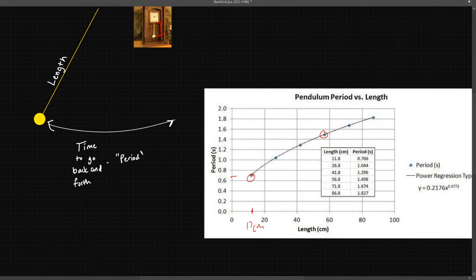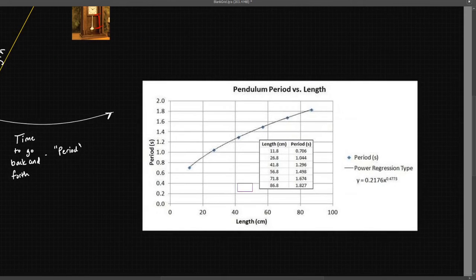Here's a good one. This thing is probably 55 centimeters long. Well, it then takes 1.5 seconds to go back and forth. If you wanted a pendulum that takes exactly 1 second to go back and forth, we would expect it to hit right about here, about 22, or sorry, that looks like more like 25 centimeters. So different lengths of pendulums take a different amount of time to go back and forth.